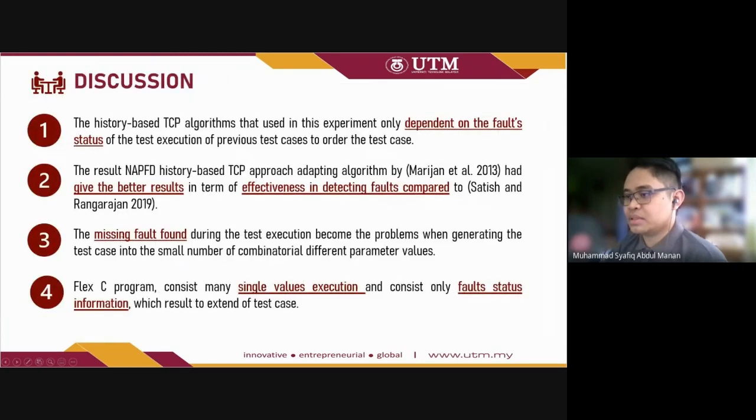And then the missing faults during the test execution become a problem when generating the test cases into a small number of combinations of different parameter values. This missing fault means that sometimes when we generate the test cases using combinatorial testing, some faults could not be found compared to if we execute the entire set of test cases. Okay, then for the limitations, we want to highlight that the Flexi program only consists of single values, since we are utilizing combinatorial testing where we want to combine different parameter values, and it consists only of fault status information, which from my experiment quite becomes a limitation for my next proposed method.